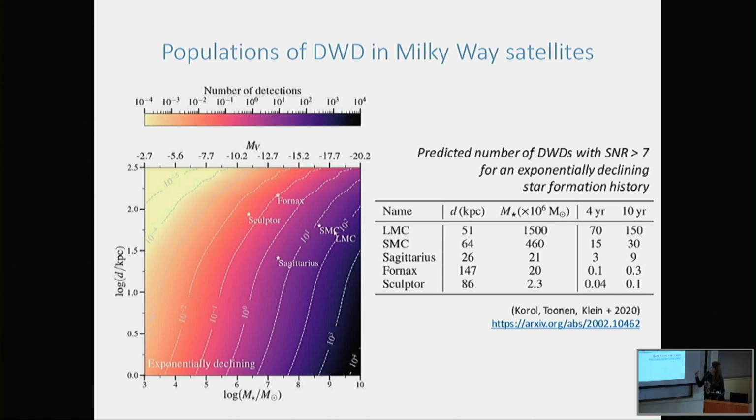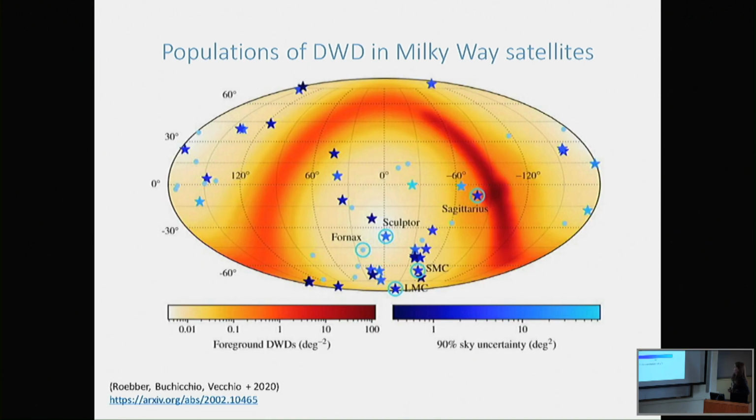So we actually went and tried to fine-tune the star formation history for this group of dwarfs. And what we found is that these numbers are, in some cases, higher. So for example, in the Magellanic Clouds, we get something like 200 LISA sources, so they will stand out in the LISA data very clearly.